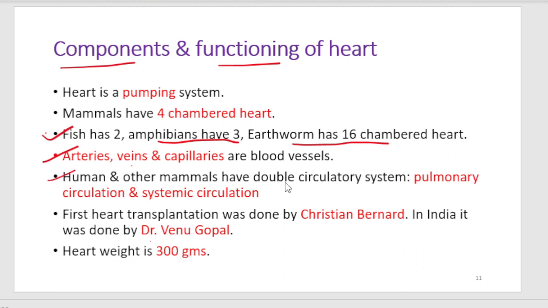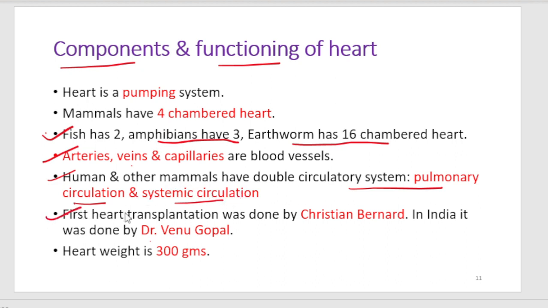Generally, human and other mammals have a double circulatory system. What is this double circulatory system? One passes from the lungs to the heart. Another one is from the heart to different body components or body tissues. It is called the double circulatory system.